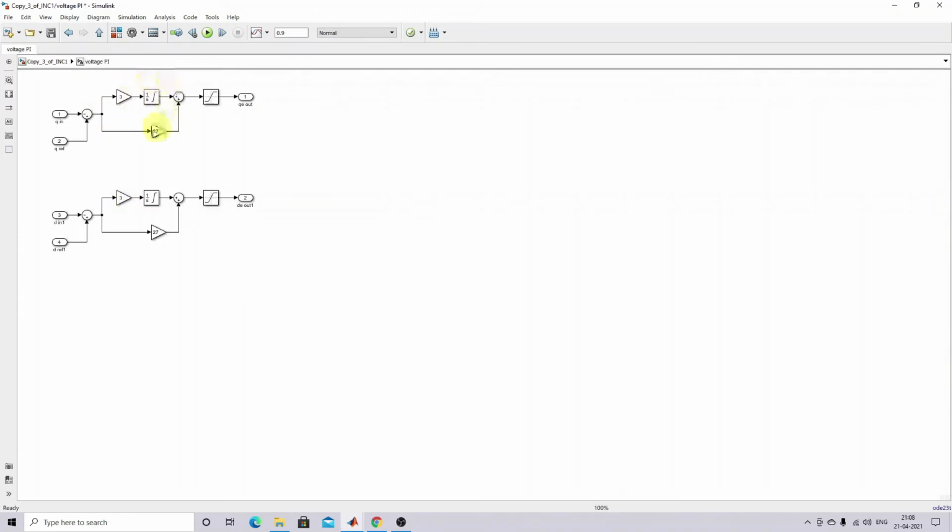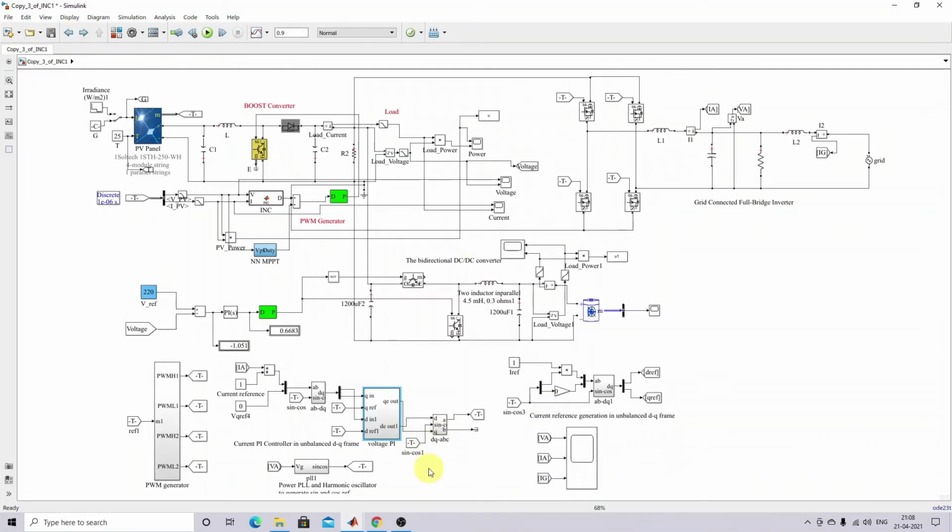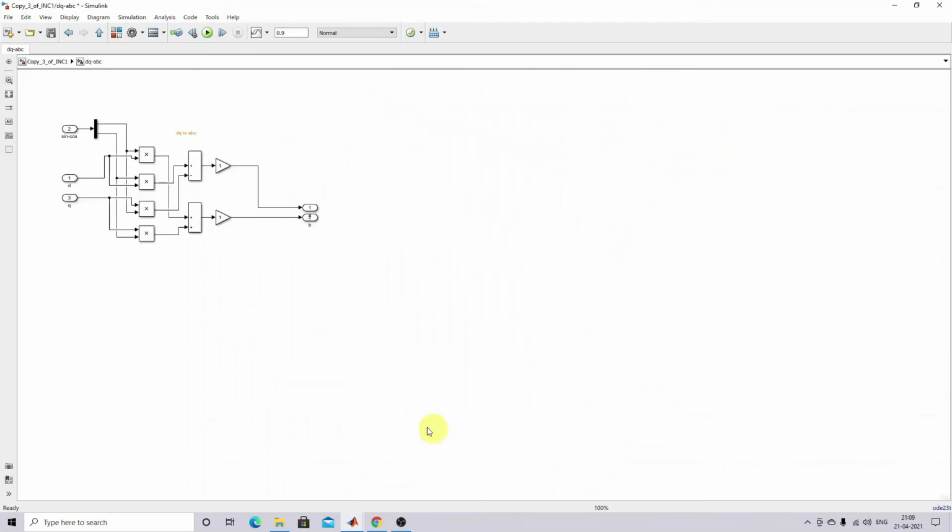So this is a PI controller. Here we are comparing the D reference with the D actual, and then it is processed via the PI controller. So this PI controller is going to provide the reference voltage, that means the DQ voltage, the D and Q output control voltage, and then this DQ is going to be converted into actual ABC by using DQ to ABC conversion. So this block is used for converting DQ to ABC.